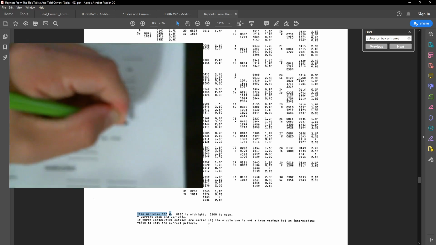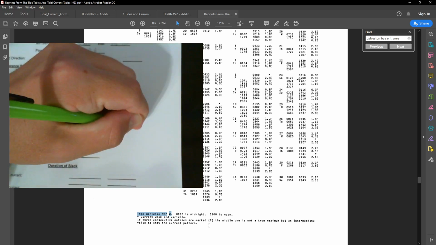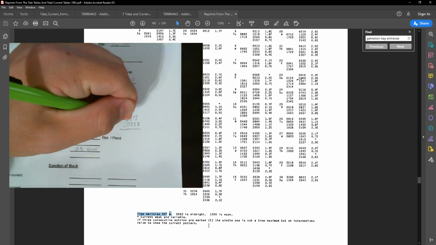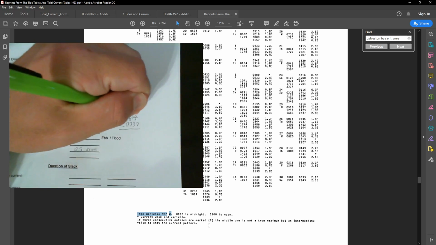0813 and 0337. And sorry if the camera's blurry or the fact that I'm left-handed. I'm trying my best. 07, that'd be 73.